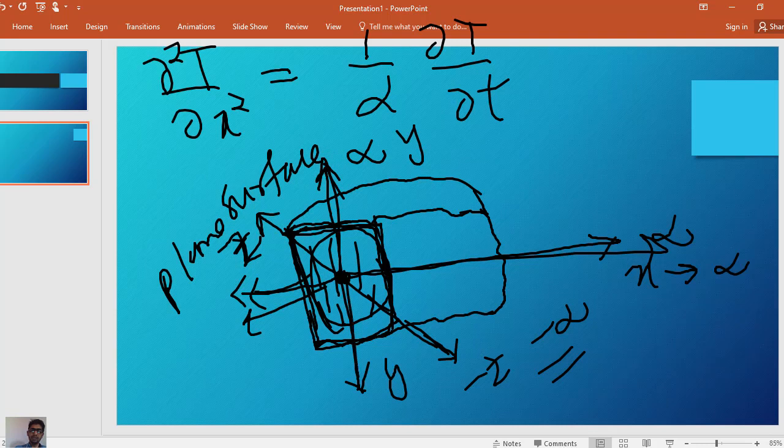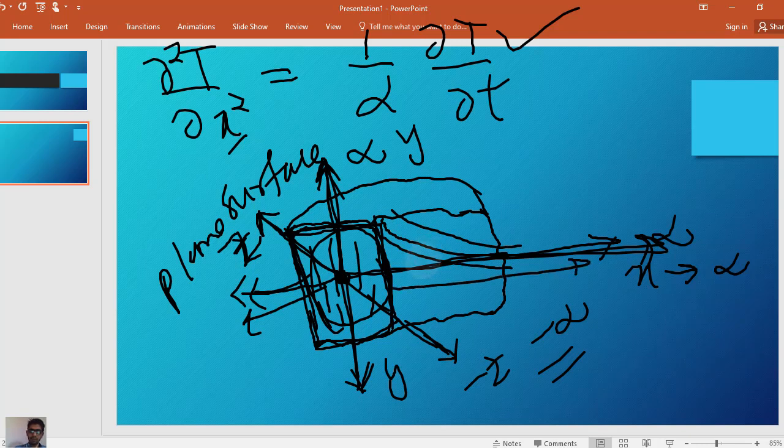Remember, in this case the heat transfer is only in the x direction. The temperature will change only in this x direction. The temperature is constant in the y direction and in the z direction. So the two terms are cancelled in the heat diffusion equation, and we get this simplified form, the heat diffusion equation only in the x direction.